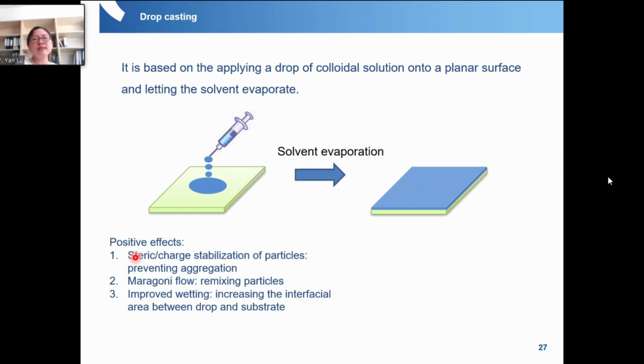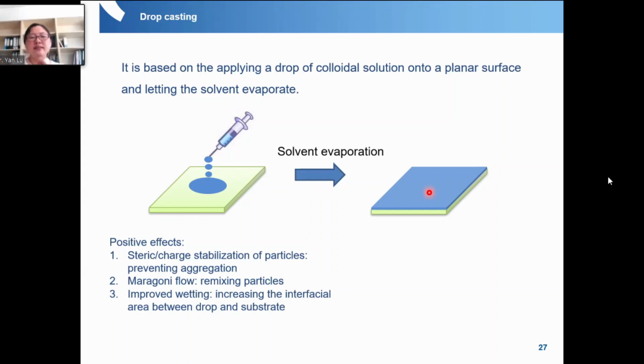So for drop casting, it's from the word you can already know. You apply a drop of your colloidal solution, then drop it on a planar surface or planar substrate, and then let the solvent evaporate and the film will form. So it's very simple, you just drop cast it and then let it dry.